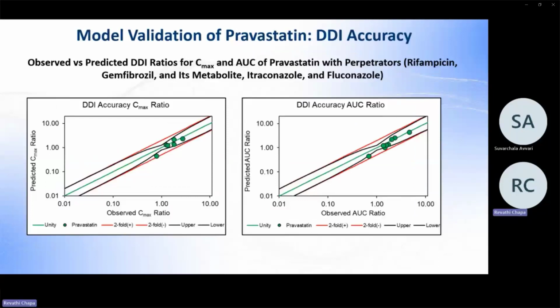And then we also have DDI studies with gemfibrozil, rifampicin, itraconazole, and fluconazole. As you can see, the DDIs are mostly within the 1.25-fold criterion, but all of them within the twofold criterion. So this reaffirms that the FMs and FTs that we have attributed for the pravastatin absorption and disposition are in line with what we see in vivo.